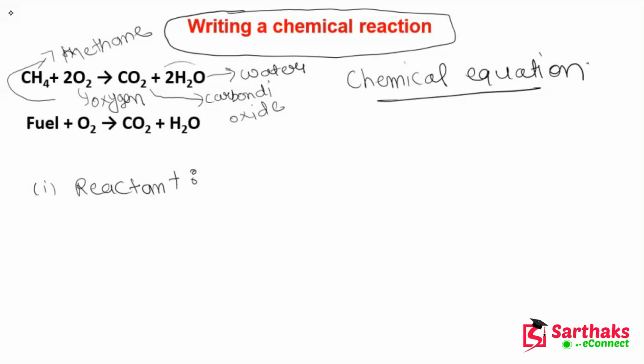I think you should know these basic chemical formulas because they are frequently used. So when methane reacts with oxygen, it gives us carbon dioxide and water. The reactants are CH4, or methane, and oxygen. They are the reactants because they are reacting and giving us the result. I hope you understand what a reactant is.